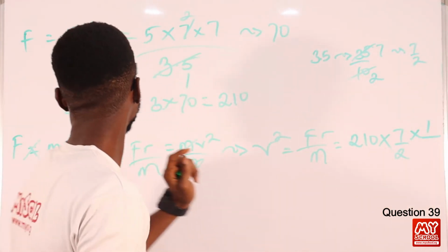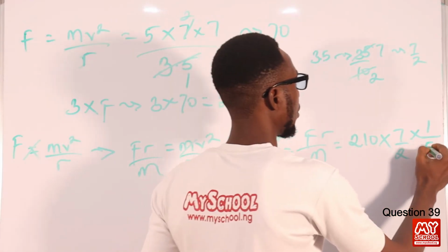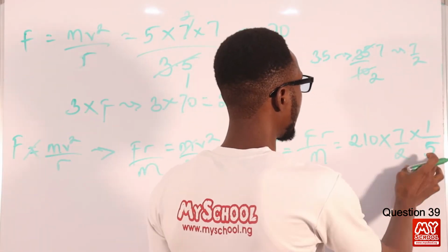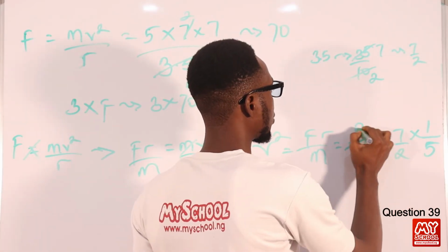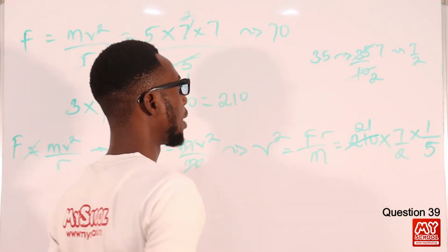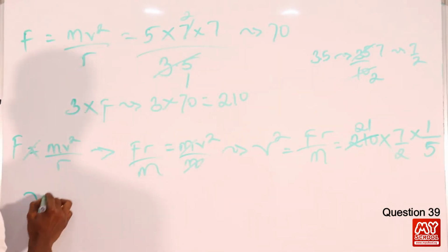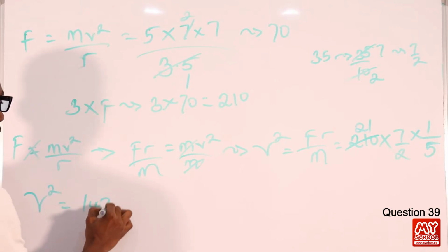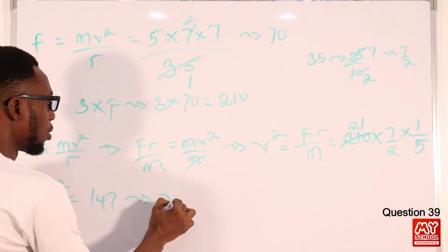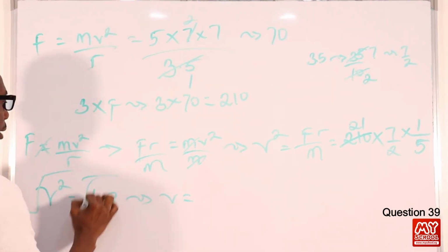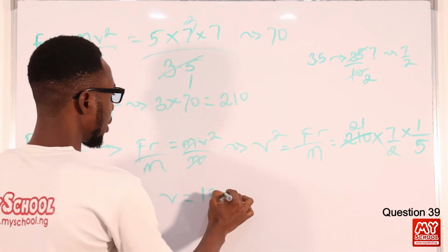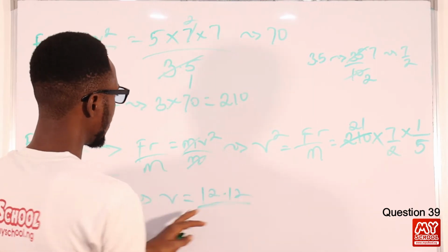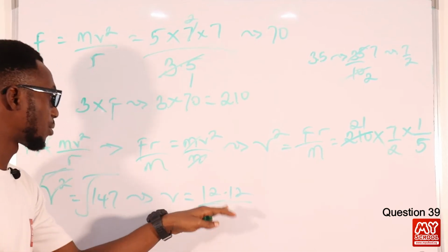What's my m? My mass is 5. So 5 times 2 is 10, and 10 into 210 is actually 21. 21 times 7, that is 147. So v square equals 147. The square root of 147 should give me something around 12.12 or 12.2. So my answer should be around 12.12 meter per second.